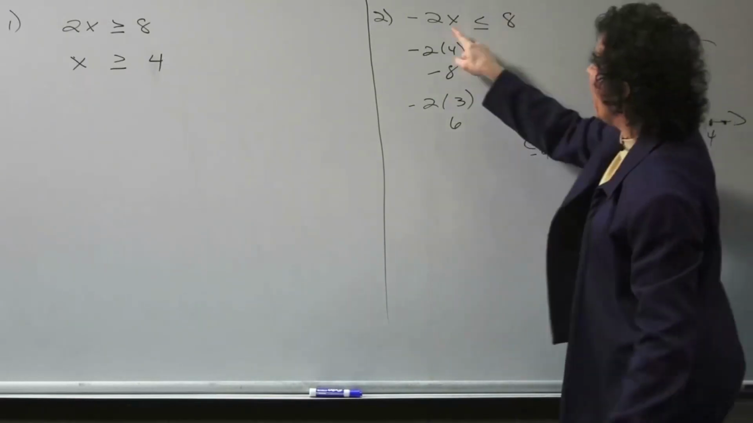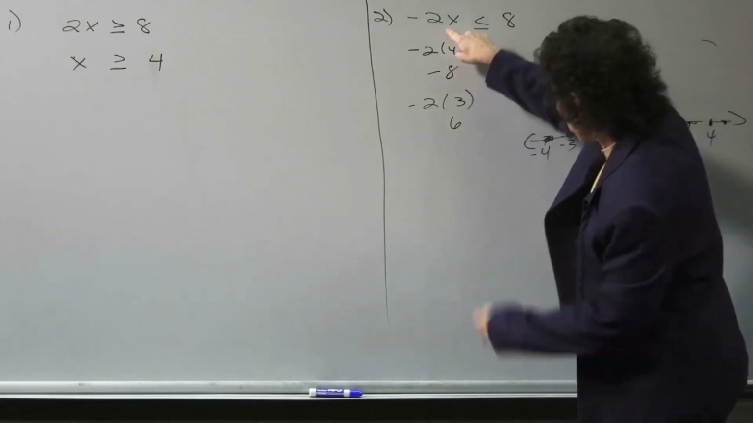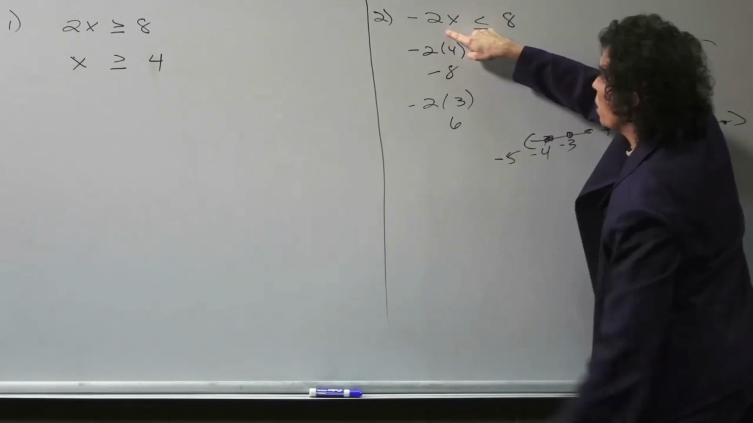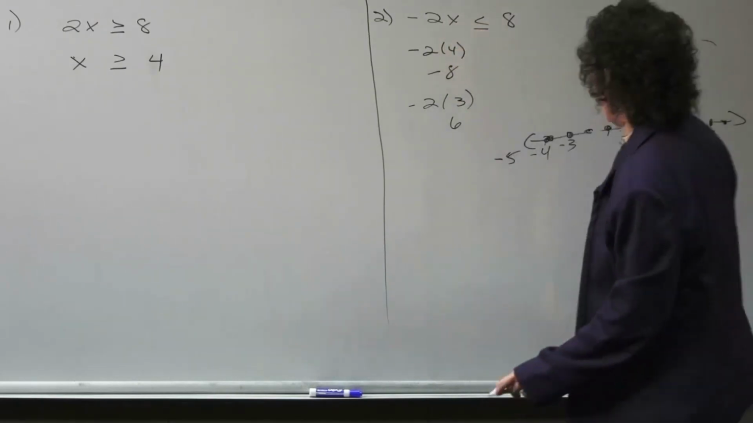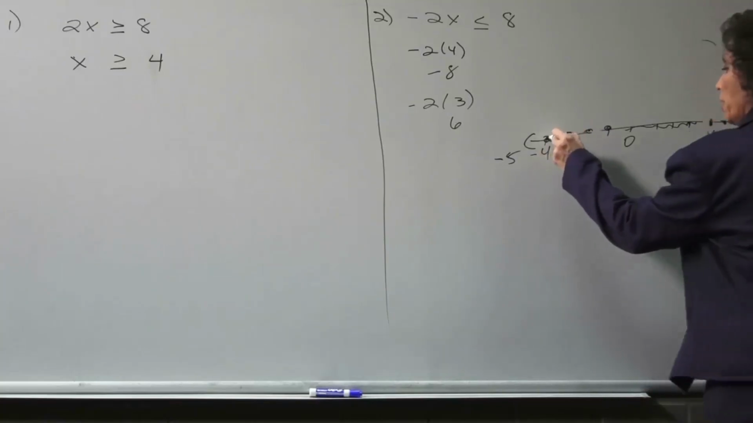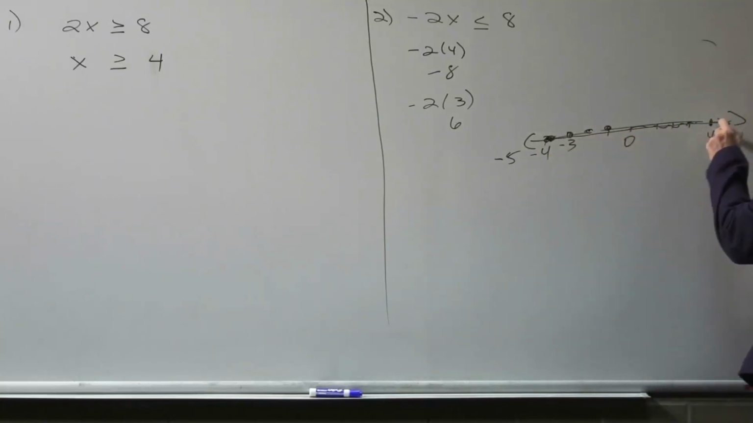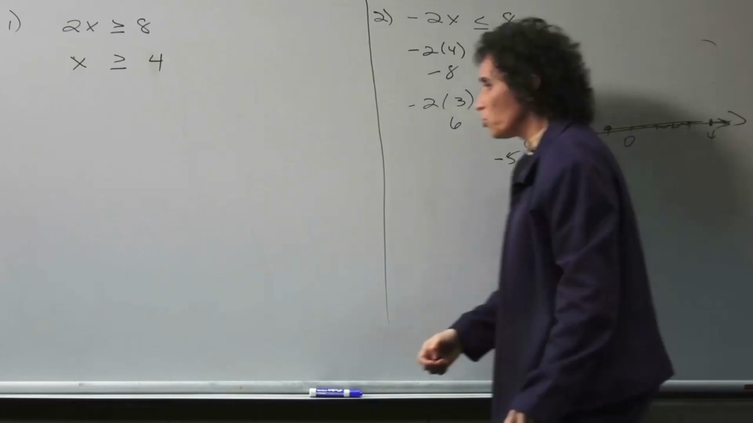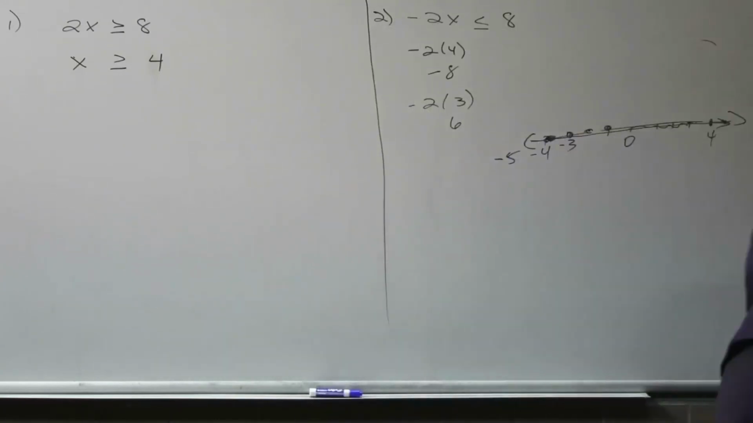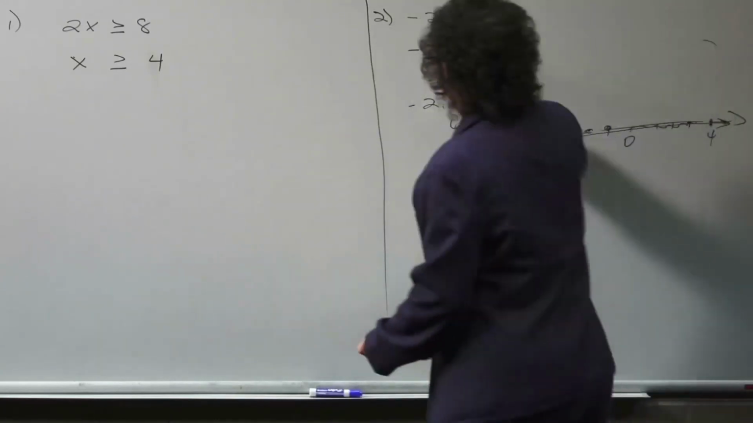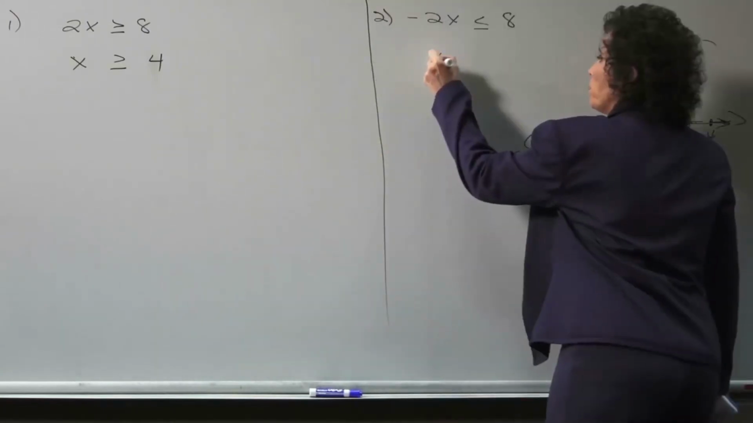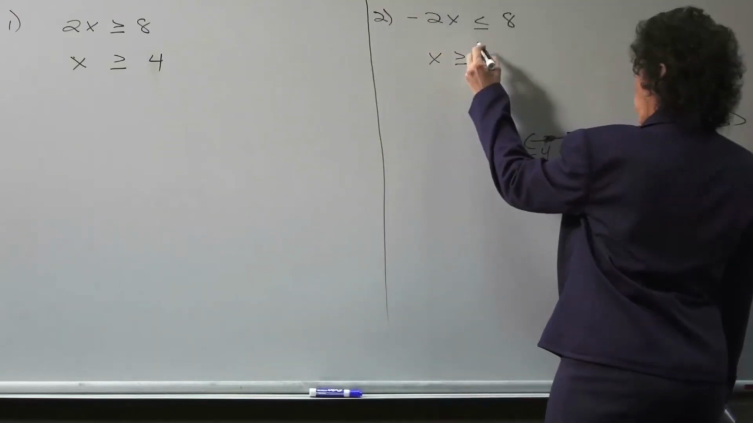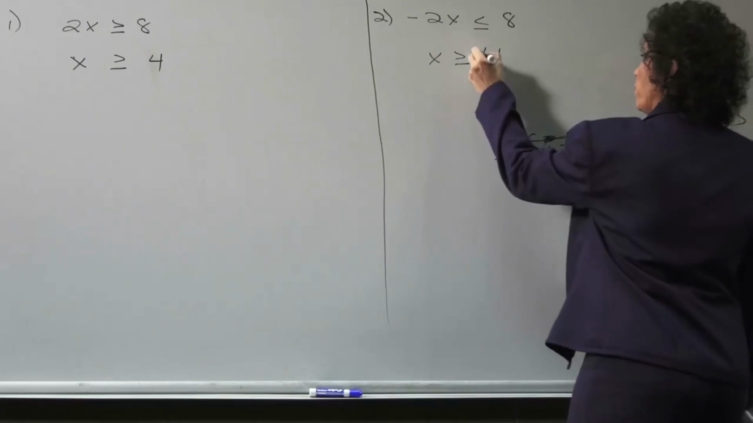How about negative 5? Negative 2 times negative 5 is positive 10. That won't work. So what we have working is everything greater than or equal to negative 4. So this is what works: greater than or equal to negative 4.